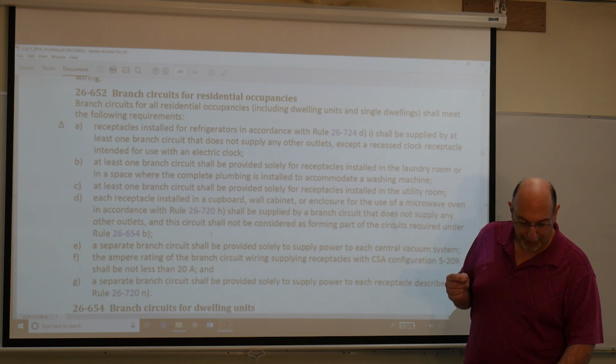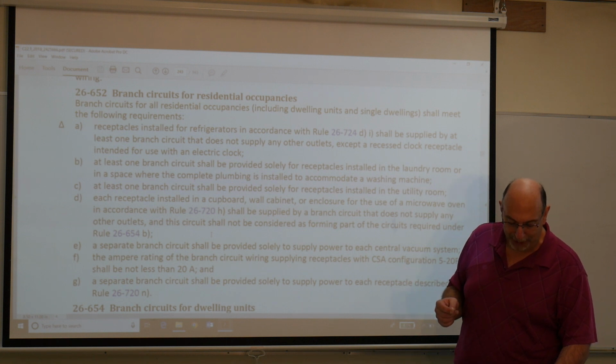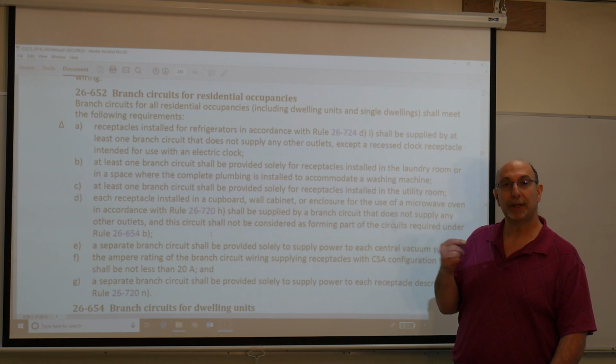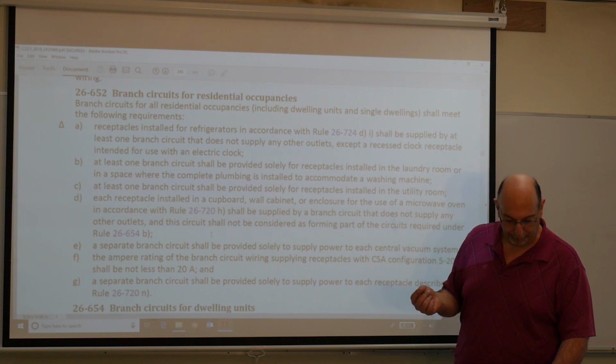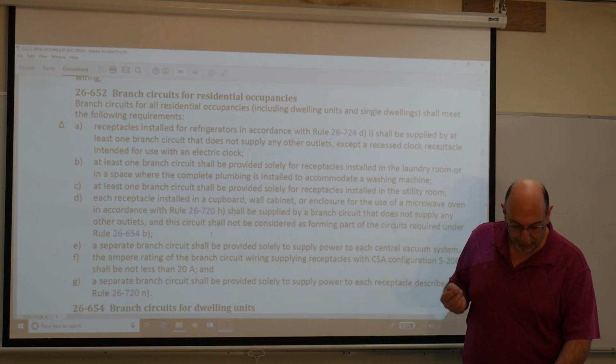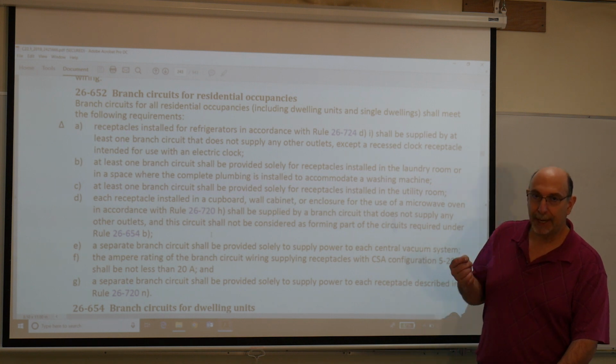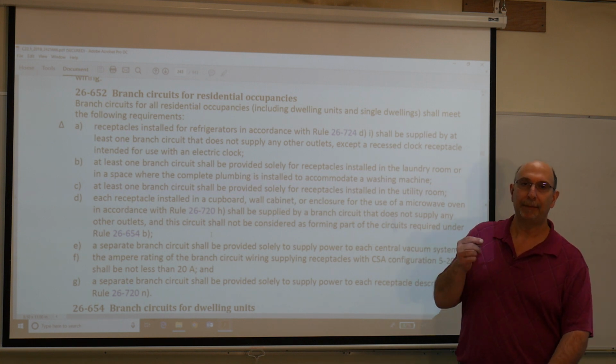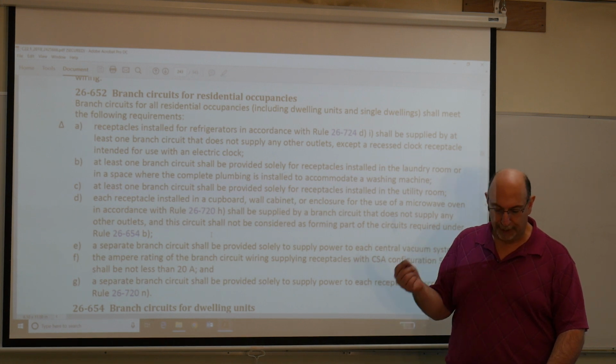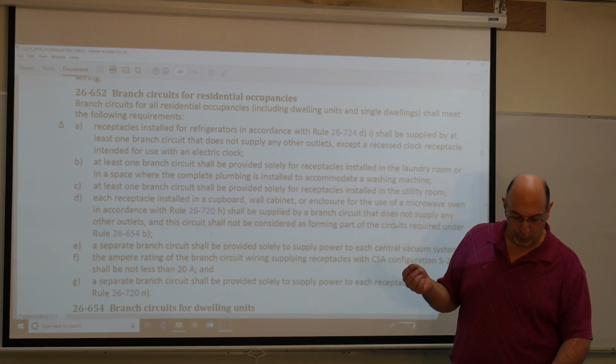Subrule E, a separate branch circuit shall be provided solely to supply power to each central vacuum system. So the central vac gets its own circuit. Now the amp rating in Subrule F of the branch circuit wiring supplying receptacles with CSA configuration 5-20R shall be not less than 20 amps. So what it's saying is you can't put a 15 amp overcurrent device to feed that 20 amp receptacle.